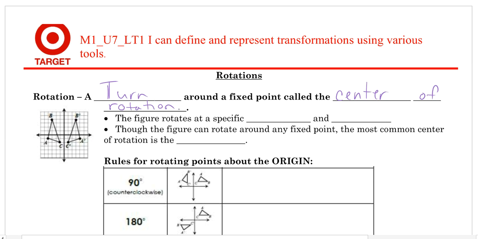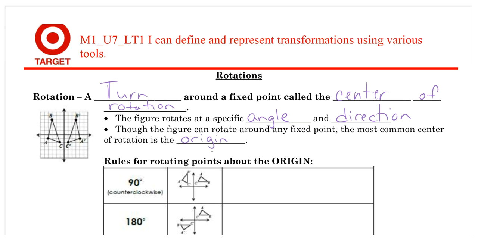So the figure rotates at a specific angle and direction. So when we're talking about the angles, we're going to be focusing mainly on 90 degrees, 180 degrees, and 270 degrees. And then directions are either going to be clockwise or counterclockwise. Obviously, know that you can rotate figures at any angle. However, we are going to focus primarily on 90 degrees, 180 degrees, and 270 degrees. Though the figure can rotate around any fixed point, the most common center of rotation is the origin. So 0, 0, the center of our coordinate grid.